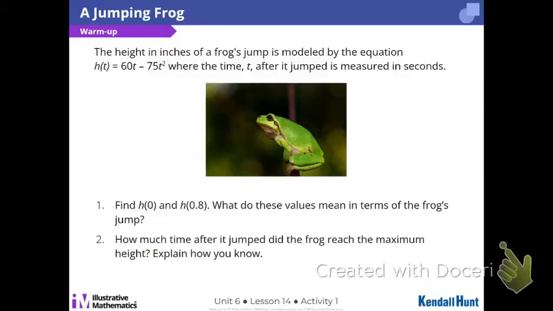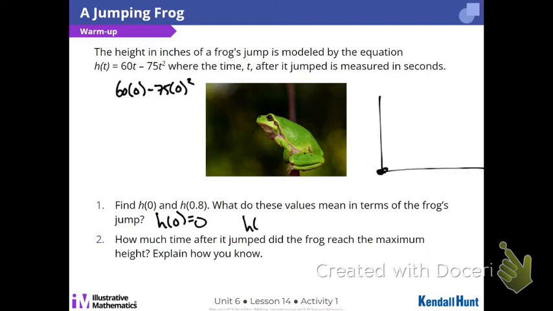So who can tell me what they found when they substituted 0 into the function? It's 0. So it makes sense. At 0 time, right here, the frog is just chilling. Okay? Now, h of 0.8, what did you get? 0. Which means I have another x-intercept. So there's two options here. Either this frog never jumped, or it jumped and landed, right?